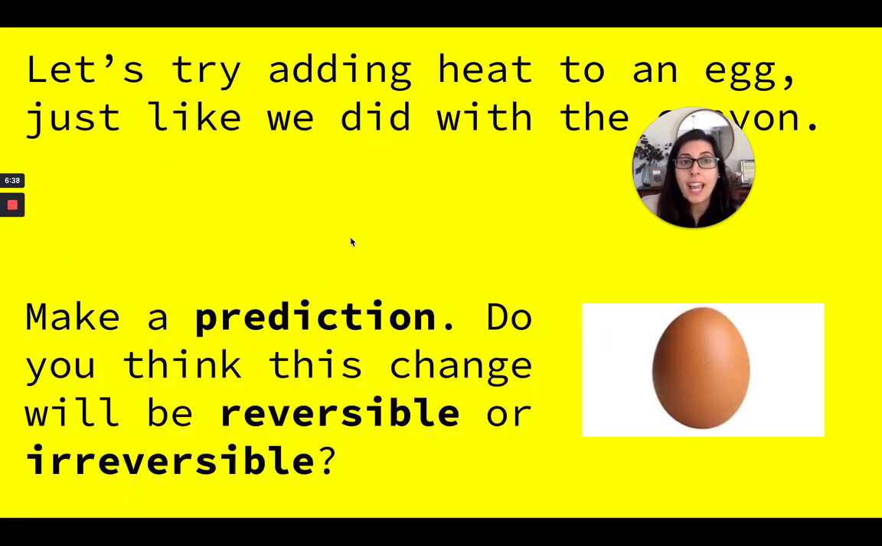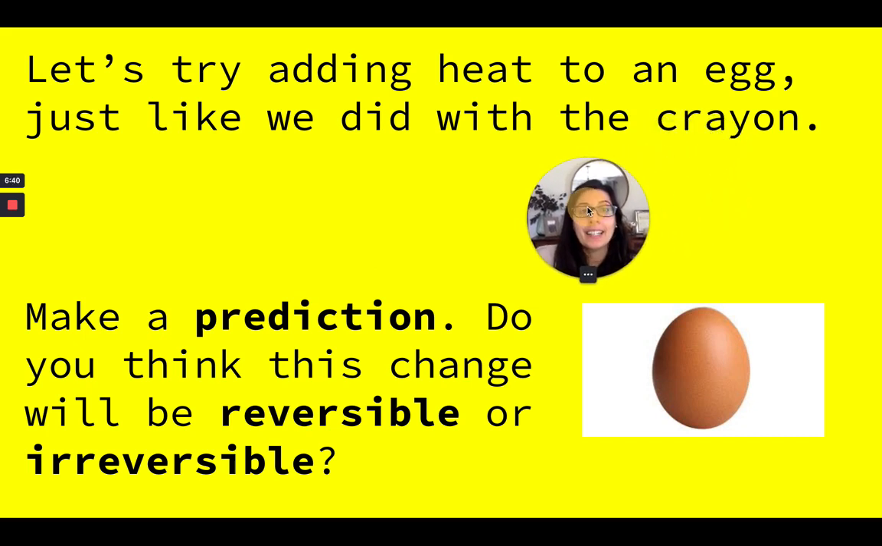So let's try adding heat to an egg, just like we did with the crayon. Now make a prediction. Do you think that this change will be reversible or irreversible? And I want you to think about why. So first, when I get down to 1, call out your prediction if you think it's reversible or irreversible. 3, 2, 1.